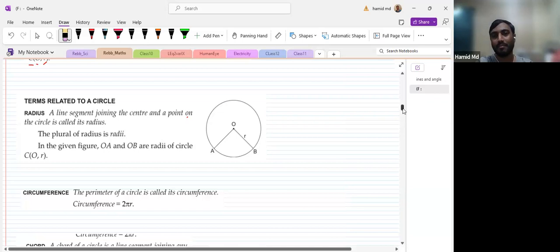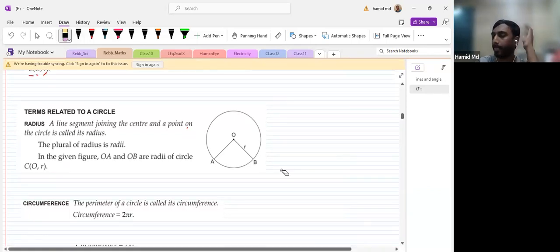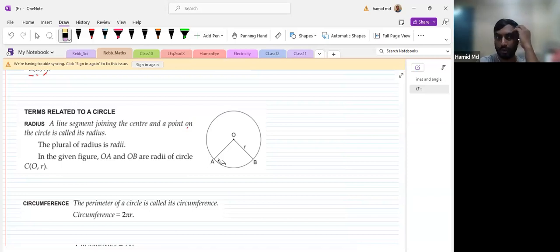If any angle is drawn on a circle and there are two radii, they both will be the same. So only two sides are equal, right? So it's an isosceles triangle, right? If all three sides are equal, then only it's an equilateral triangle.